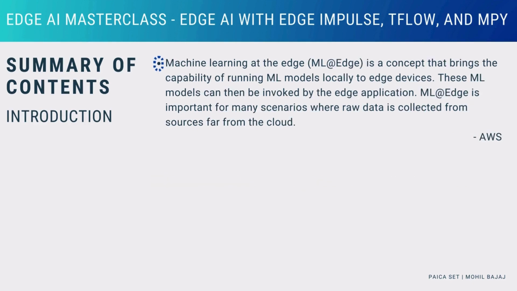Finally, let's look at AWS's definition. According to AWS, machine learning at the edge is a concept that brings the capability of running ML models locally to edge devices. These ML models can then be invoked by the edge application. ML at the edge is important for many scenarios where raw data is collected from sources far from the cloud. Notice how AWS's definition has more practical elements to it and talks about both the distance between the device and the cloud and the use of an edge application to generate inferences from ML models.